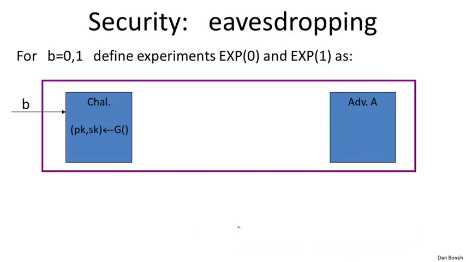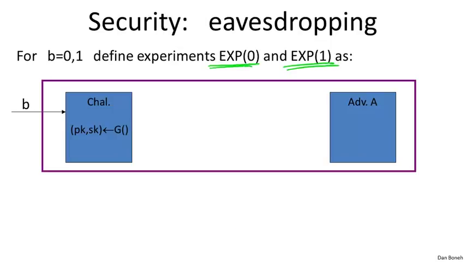Now, what does it mean for a public key encryption to be secure? I'm going to start off by defining security against eavesdropping, and then we're going to define security against active attacks. The way to define security against eavesdropping is very similar to the symmetric case. We've already seen this last week, so I'm going to go through this quickly just as a review. Basically, the attack game is defined as follows. We define these two experiments, experiment 0 and experiment 1.